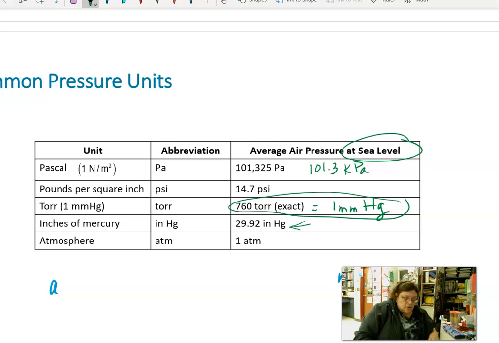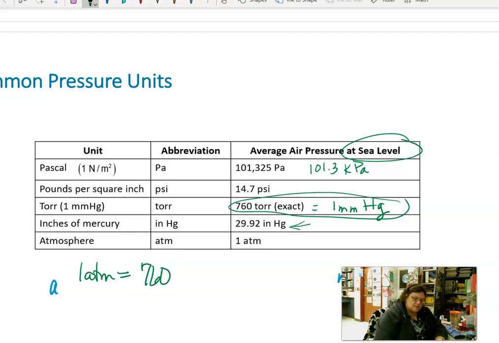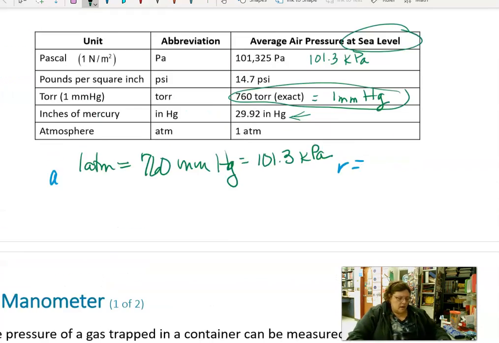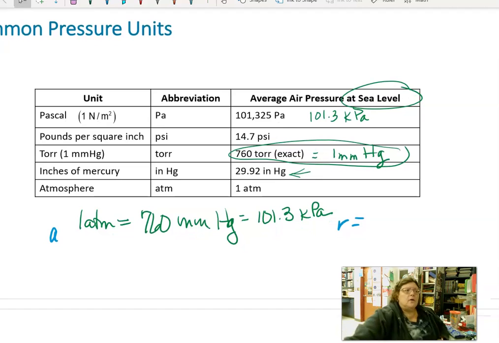So the ones you're going to see in class, 1 atmosphere is equal to 760 millimeters of mercury, which is equal to 101.3 kilopascals. Those are the three that you'll come across in class. All right, that is all we have on our notes for gases, the introduction for gases. Thank you very much.